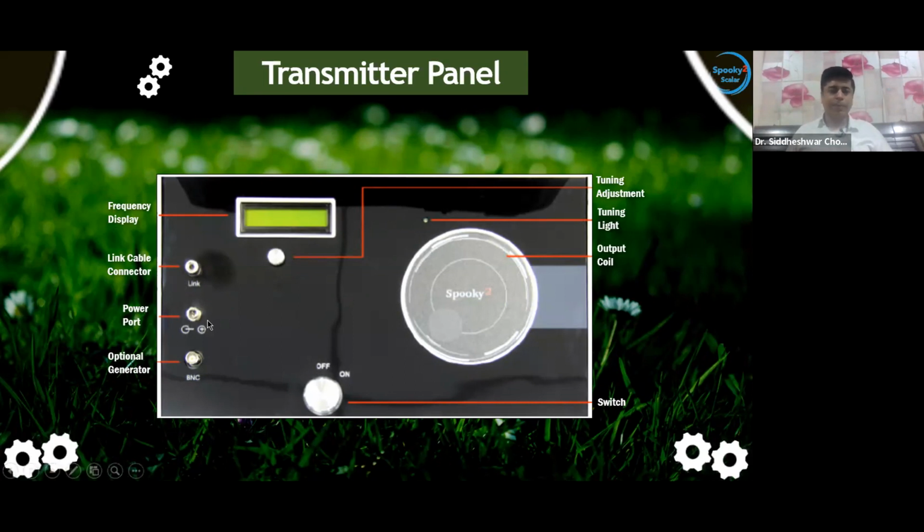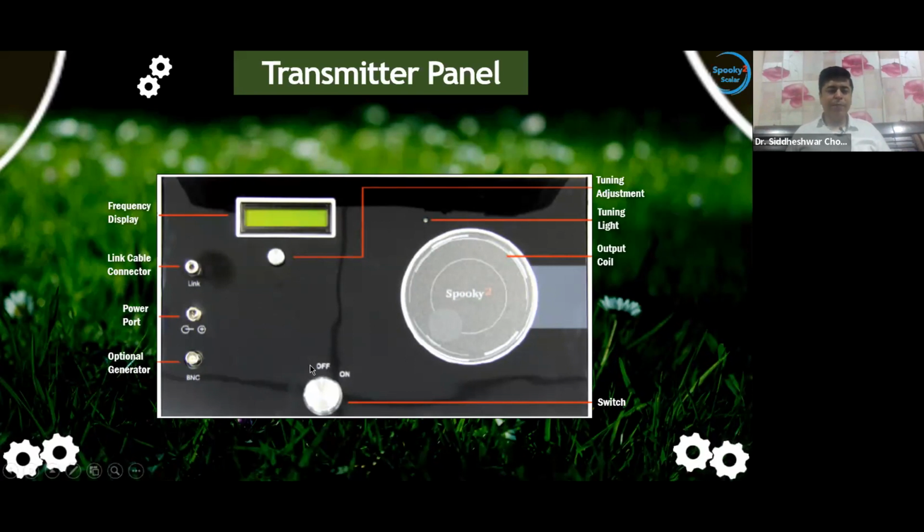It's that simple. Next, you have the power port, of course, because you have to connect your 12-volt adapter to this. So this is the power port. Then there is the option of going for the Rife scalar mode. For that, the third mode needs the BNC connector here. So this is for the optional generator. When we do the Rife scalar mode, I'll tell you how to use this.